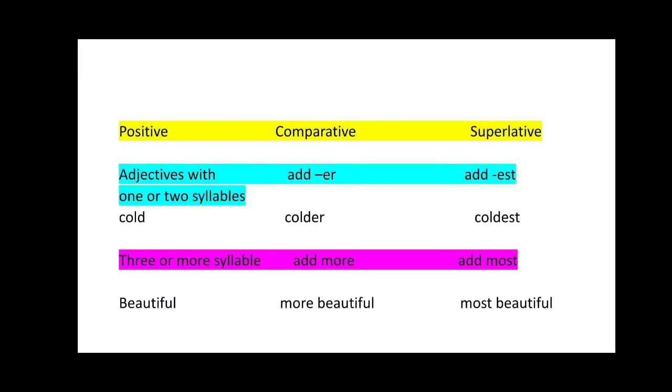To make the comparative and superlative forms with adjectives with one or two syllables, we add er and est. To make the comparative, we add er, and the superlative, est. Like cold, it becomes colder, coldest. But for adjectives with three or more syllables, we add more and most. Take the word beautiful: more beautiful and most beautiful.